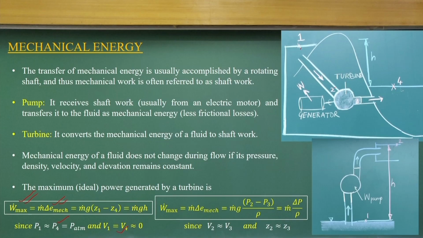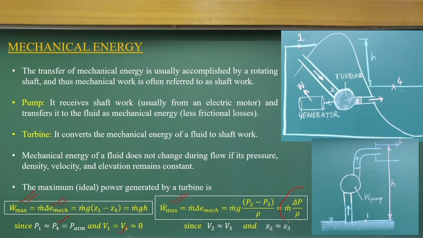That is the maximum ideal power generated by the turbine. But if I consider points 2 and 3, before the turbine and after the turbine, at those locations I have V2 equal to V3, Z2 equal to Z3. Substituting these values, the power generated by the turbine will be the mass flux times delta P, the pressure difference between P2 and P3, divided by rho. These are very simple calculations, you can do it.